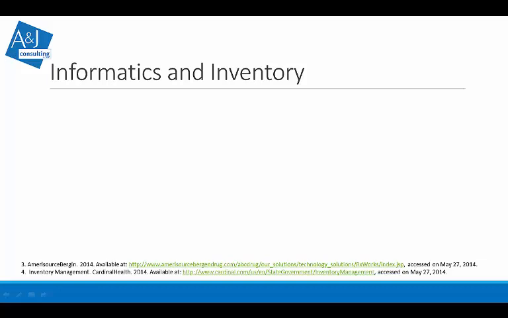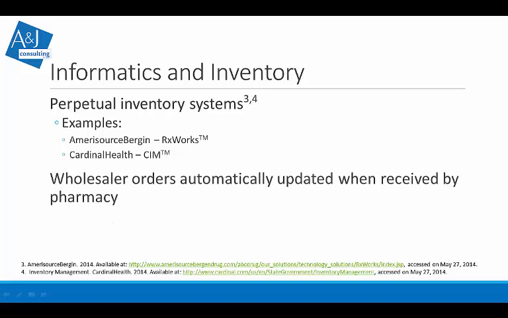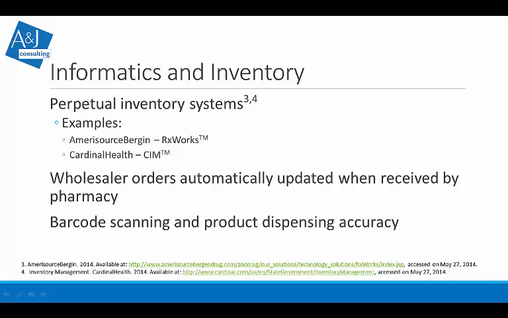So let's switch gears and talk a little bit about informatics. There are some perpetual inventory systems like AmerisourceBergen's RxWorks. We also have Cardinal Health, which has their SIM product, if that's still out. Wholesalers typically will set it up so that it'll order automatically when received by the pharmacy, and then you use barcode scanning during your dispensing to help with accuracy.